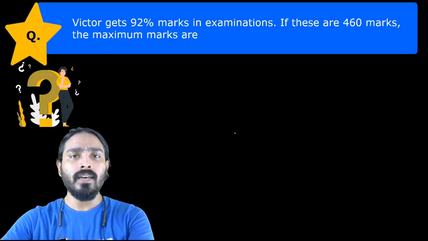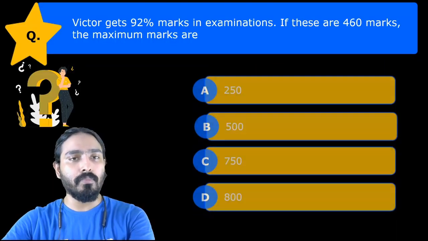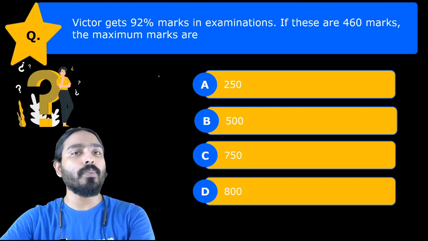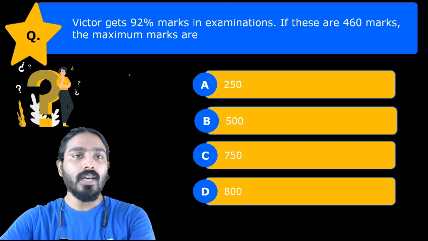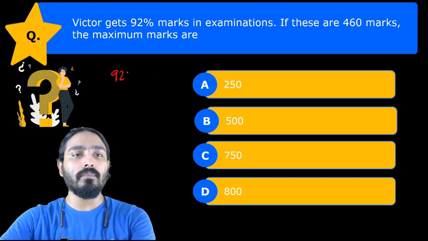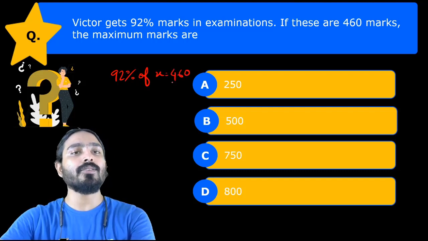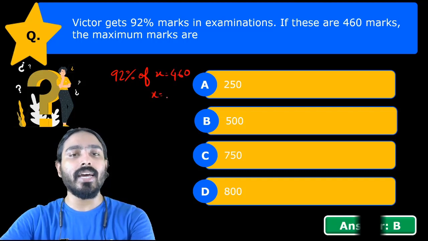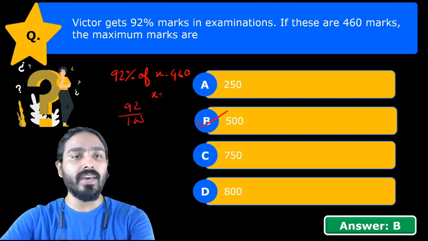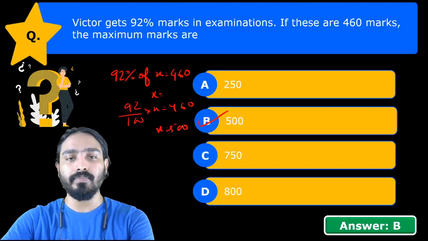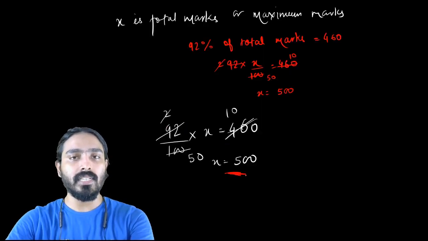Now this is a question based on percentage. Victor gets 92% marks in examination if these are 460 marks. So 92% of the total marks, 92% of x is equal to 460. If you try to solve for the value of x, you will get 500. Try to do it on your own. 92% of x is equal to 460. If you solve it out, x will be equal to 500.